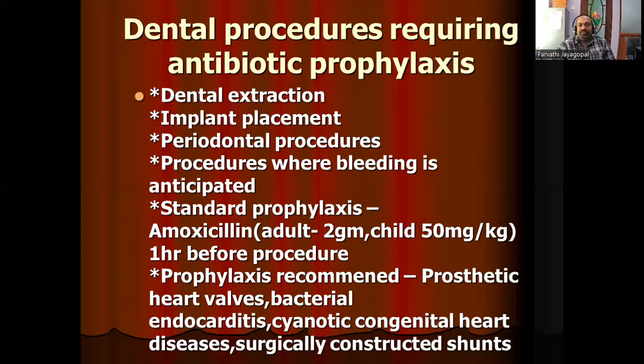Now, which are the dental procedures which require antibiotic prophylaxis? Dental extraction, implant placement, periodontal procedures where bleeding is anticipated. And what is the standard prophylaxis? Amoxicillin, adult 2 gram, child 50 mg per kg body weight, 1 hour before the procedure. In patients allergic to amoxicillin, you can use either vancomycin or clindamycin, or even erythromycin tablets.